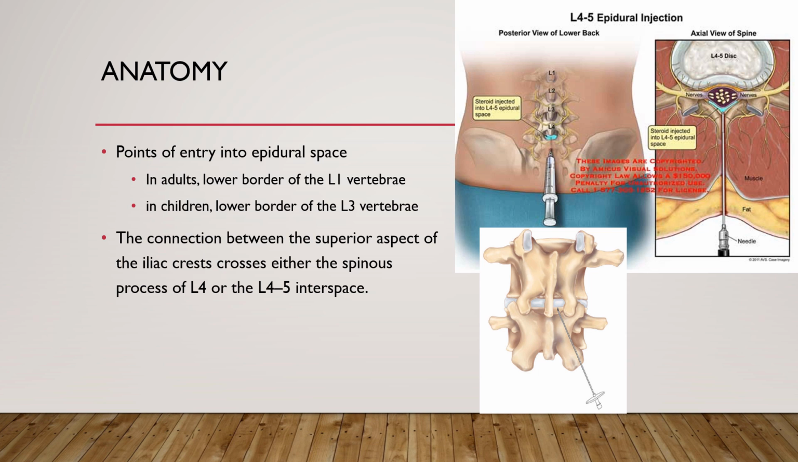When you put your hands on the iliac crests of a patient, the line connecting their superior aspects crosses either the spinous process of L4 or the L4-L5 space. So where you feel the iliac crest, at that level, if you do your injection for spinal, you're safe.